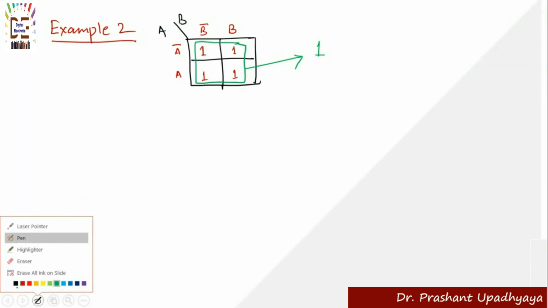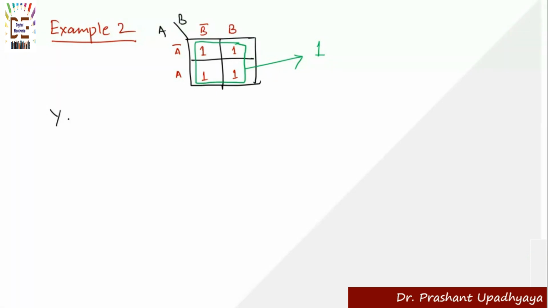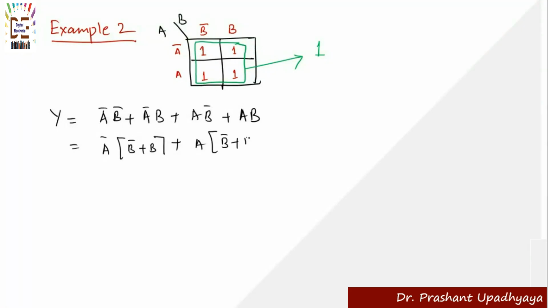So how can I write this? I can write Y equals A bar B bar plus A bar B plus A B bar plus AB. So let's say if I take this one, can I write it like this? A bar B bar plus B, plus here I can take A times B bar plus B.